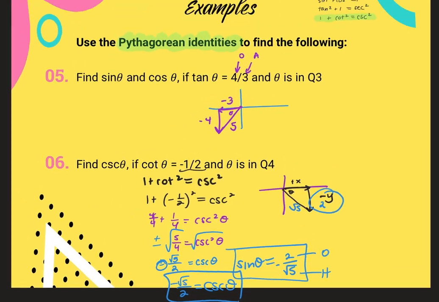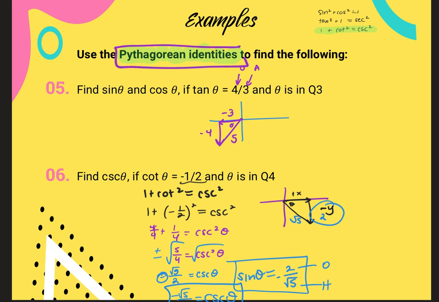Questions on that? So again, pay attention to directions. It's going to happen on the quiz too. If it says use Pythagorean identities, you have to use one of those 3 to find the value. Then you use the quadrant to figure out if it's positive or negative.